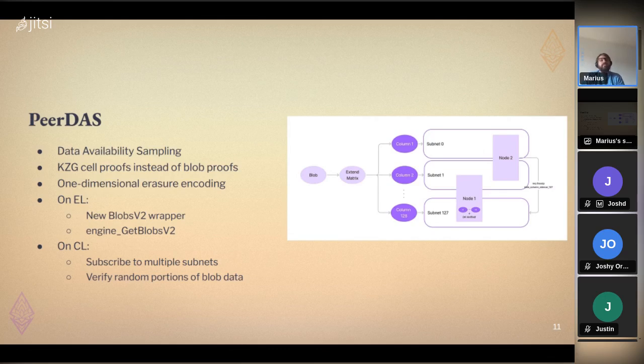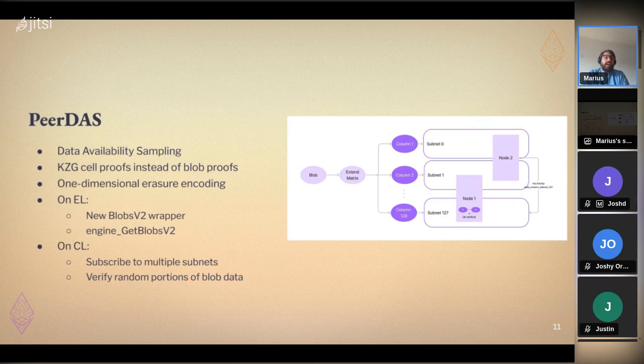Yeah, there are changes both on the EL and on the CL. On the EL, the changes are kind of easy. You need to implement this new blobs v2 wrapper, which is basically the new way of proving these erasure encoded blobs, and you need to have this get blobs v2 engine API endpoint and a bunch of smaller things.